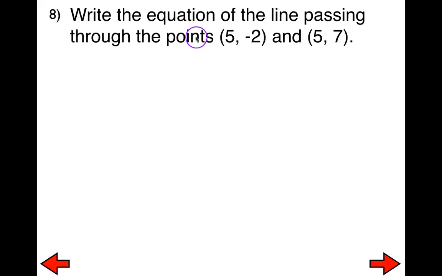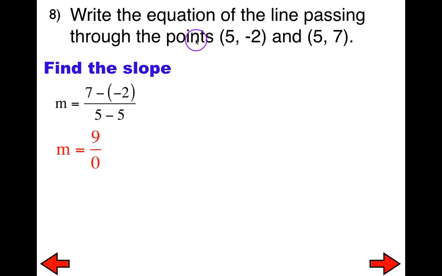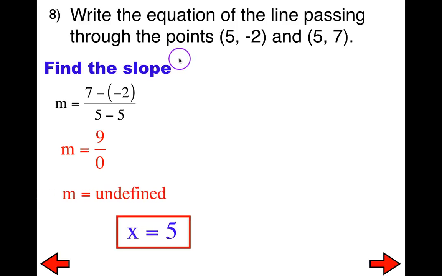Okay, so now same idea. You're going to look at this one. It says write the equation of the line passing through the points 5 comma negative 2 and 5 comma 7. We're going to find the slope. I'm going to prove my point. We're going to get a slope of 9 over 0. Again, you're not allowed to divide by 0, so this would actually be undefined. So it's just x equals 5.